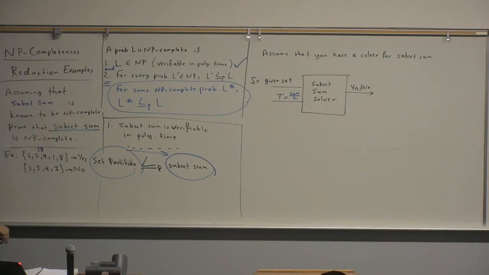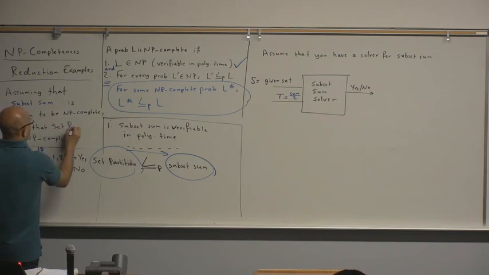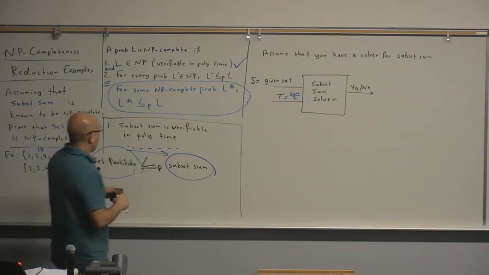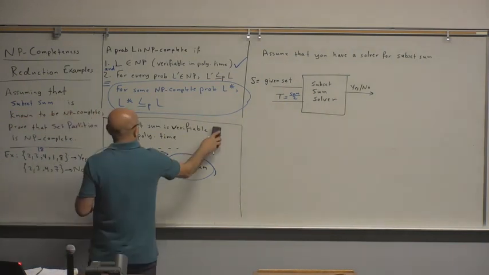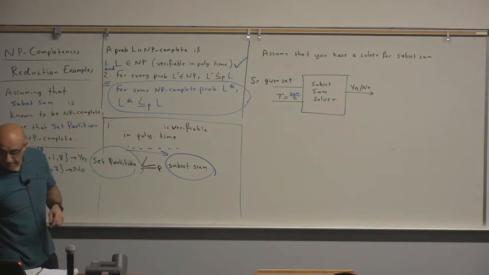is known to be NP-complete, prove that set partition is NP-complete. Okay? So now you need to say that set partition is verifiable in polynomial time.